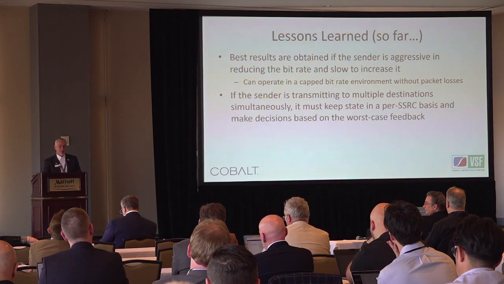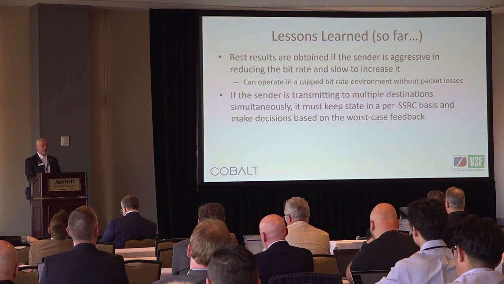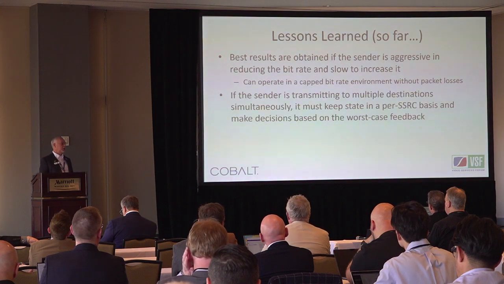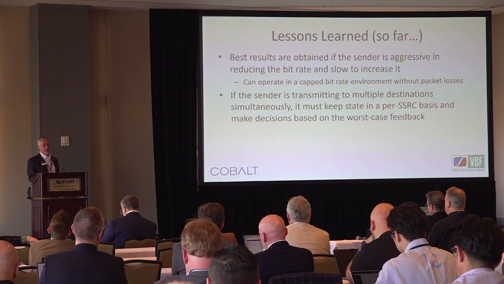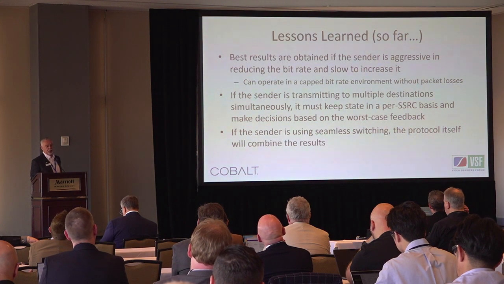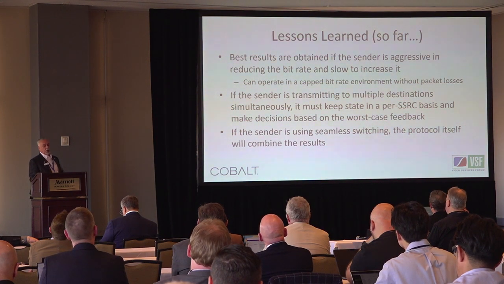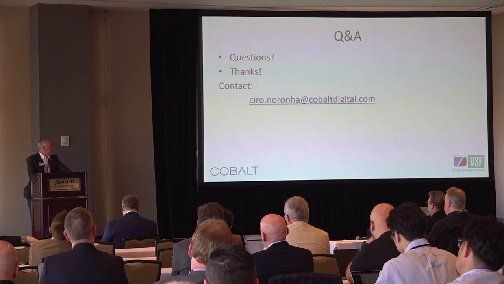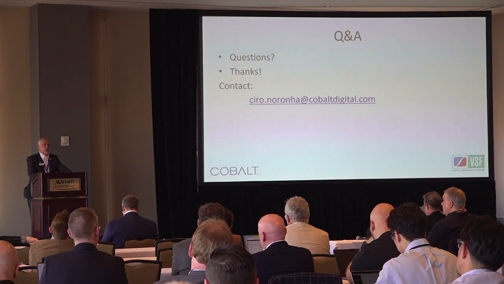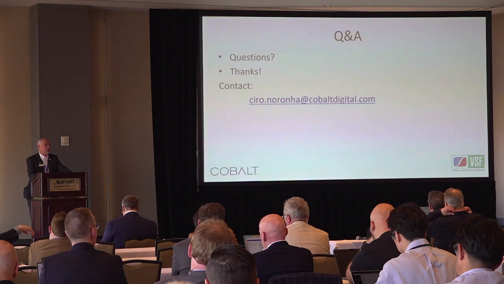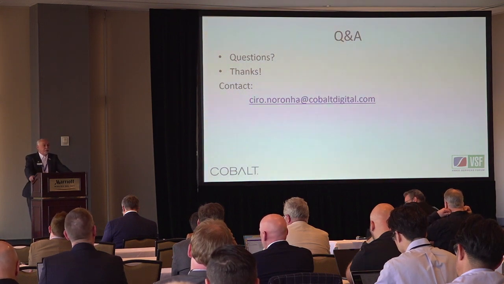If the sender is transmitting to multiple destinations, it must keep state on a per SSRC basis to make decisions based on the worst case scenario. So you need to be looking at that. If you're doing seamless switching, the protocol itself will combine the results. So this is what I got. This is an implementation of TRL6 for part 1, and again, it's on demo downstairs as part of the RIST demos. Any questions?